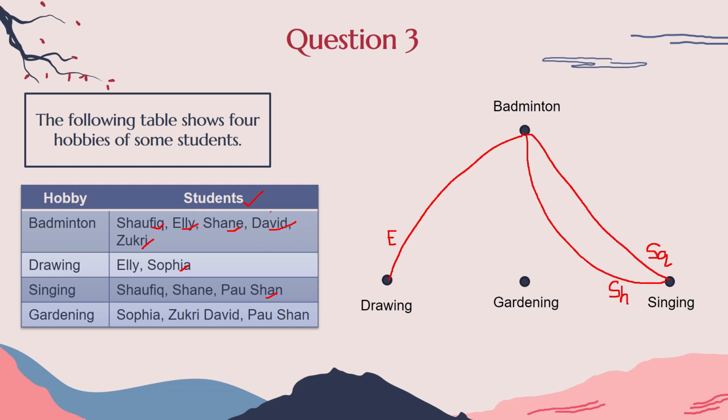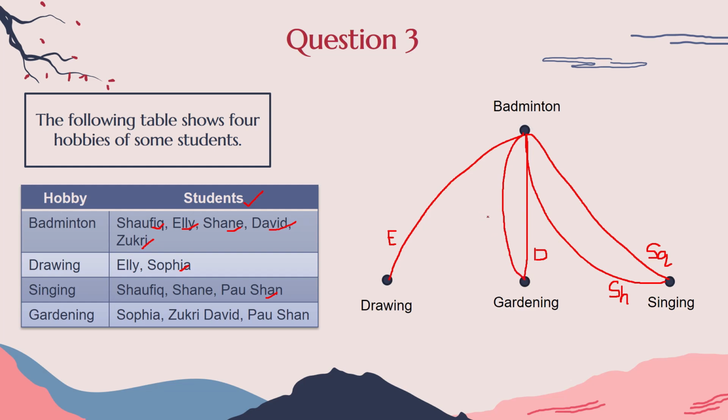Next, the fourth edge, which is David. I will ask you, what is the hobby that David likes to do? What is the hobby for David? Badminton and gardening. Yes, badminton and gardening. So we draw our edge here. David, right? Yes, David. We label it as letter D, big D. Now, Zukri. What is the hobby for Zukri? Badminton and gardening too. Yes, badminton and gardening too.